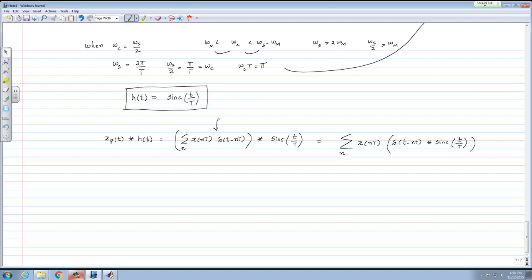Okay, what is delta of t minus nT convolved with sinc of t over T? What does convolving the sinc with this delta function do? It shifts the sinc by n times T, right? That's all that does. So really what that means is I have a summation over n of sinc of t minus nT divided by T.